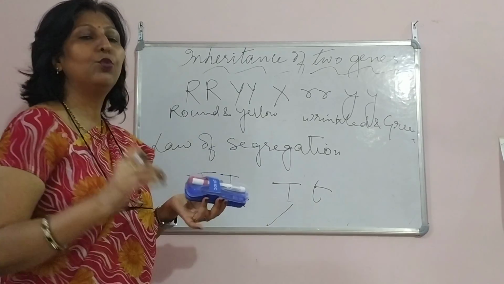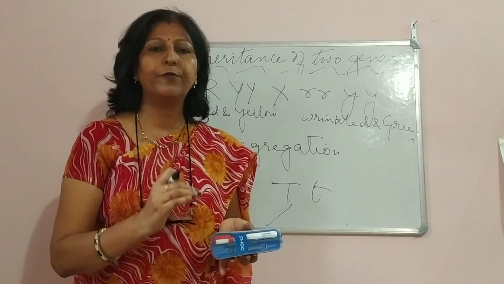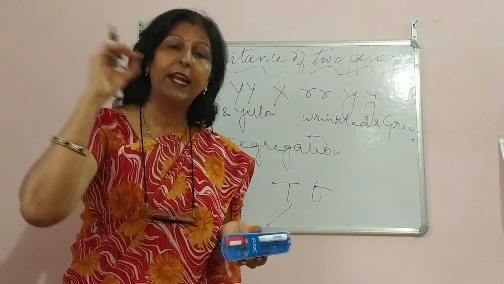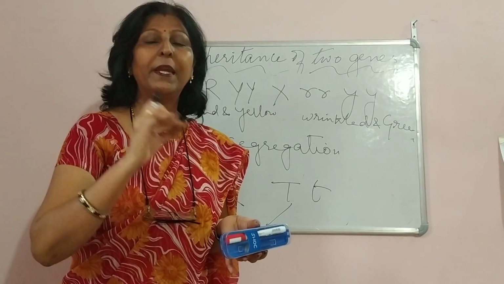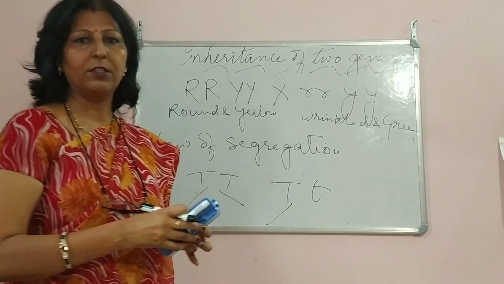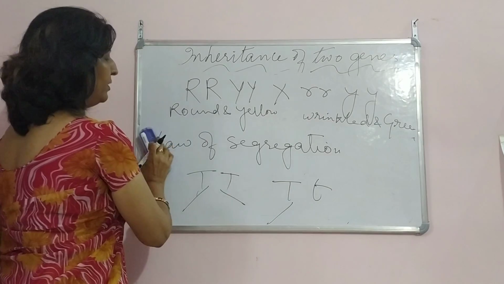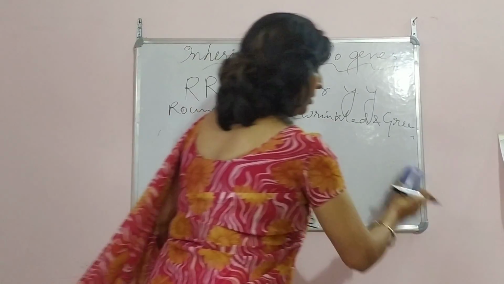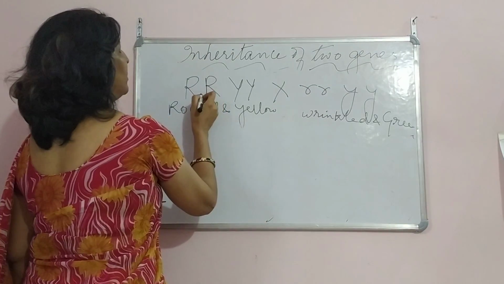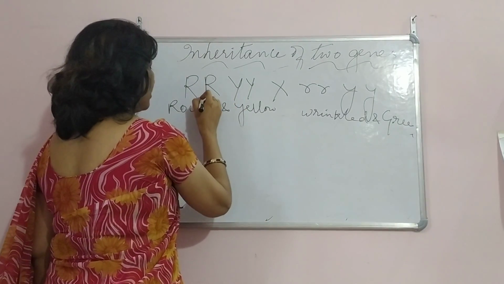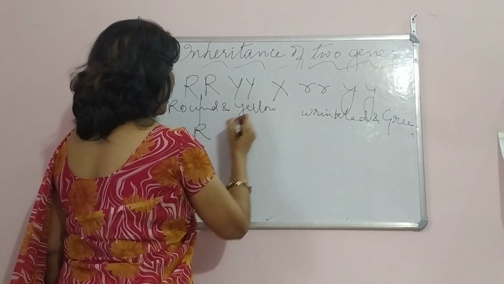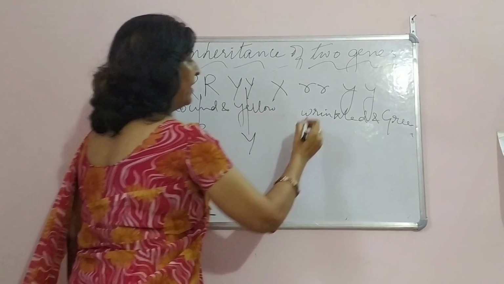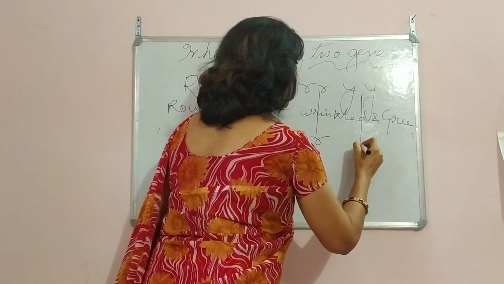Even when we study 2 characters at a time, both of them express themselves independently without being dependent on the other character. How it is, we are going to study over here. Okay. So, because this is the same genes, so here this becomes capital R, and here only we have Y. Here we have small r, and here we have.